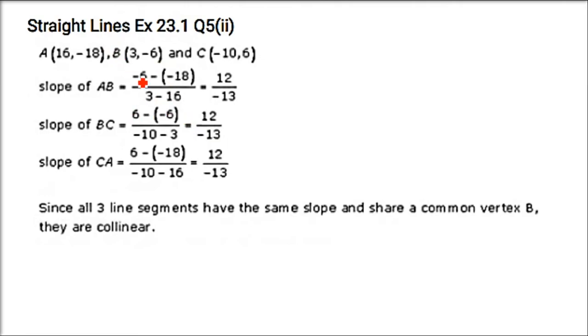Same thing you have to do here. 16, 18, 3 minus 6, and first find the slope of AB, then find out the slope of BC, then find out the slope of AC. All will be minus 12 by 13, minus 12 by 13, y2 minus y1 by x2 minus x1 you have to find out. And you see the vertex B is common and the slopes are also equal. That is a proof that the 3 points are indeed on the same line.